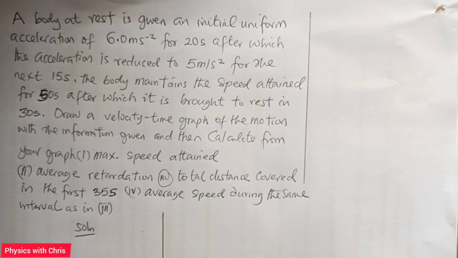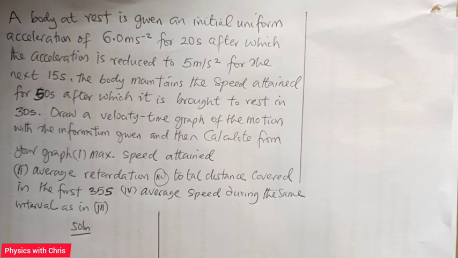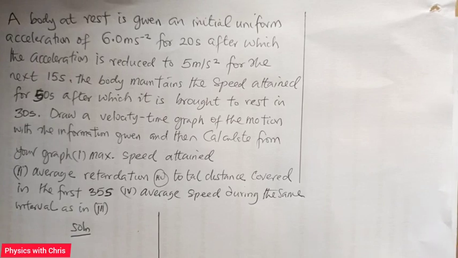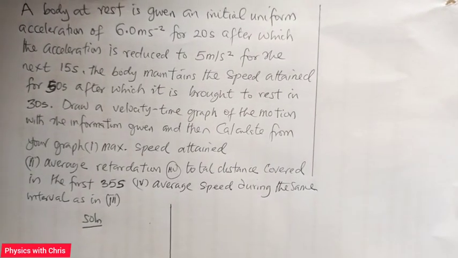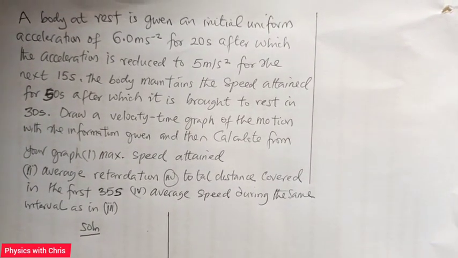A body at rest is given an initial uniform acceleration of 6 meters per second squared. So what I want to do here in solving this question is to, as I read the sentence, state the variables and parameters mentioned in the question, because you can see it's pretty long and it's not even giving me space to solve it. So let's take it line by line.